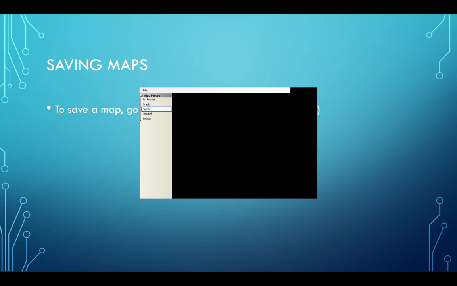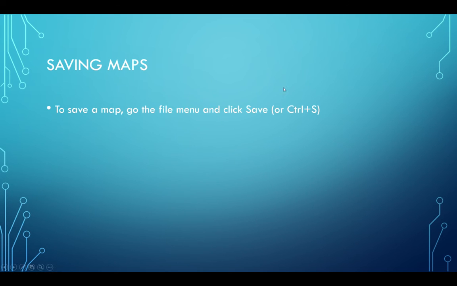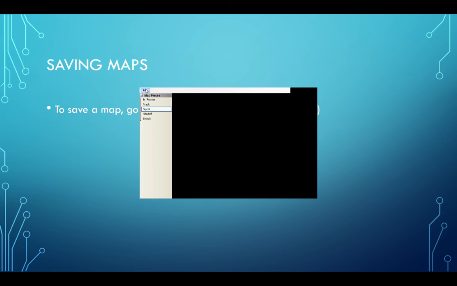To save a map, you simply go to the File menu and click Save, or hit Control S. Again, you won't see this, but it's just up here in the File menu, and you click Save, and then you can save it somewhere. So yeah, that's the basics of using the map editor. So in the next video, we'll go through individual properties of everything.